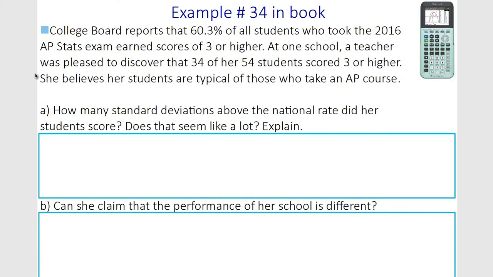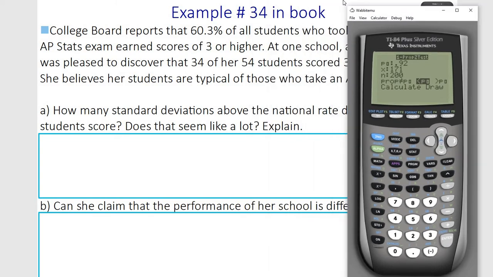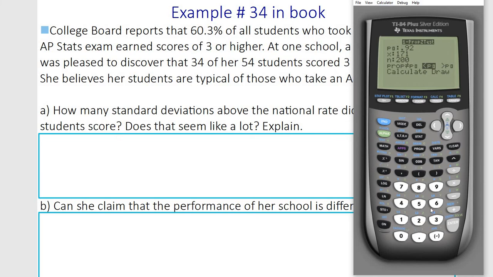All right, let's do another example. Here we want to find the standard deviations. Pause it and read it. Here I would use your calculator and go to your one proportion z-test. The College Board is reporting 60.3, so put that decimal in the right spot: 0.603. And the teacher got 34 out of 54 students.